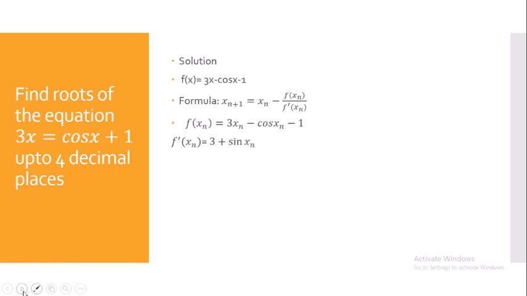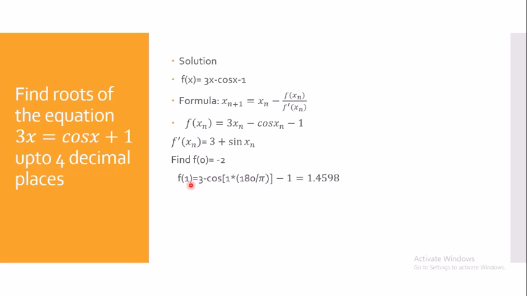So f'(xn) according to this problem is 3 + sin xn. Now what you have to do is find out what? Yes, to find out the initial root, you have to find out 2 points A and B. We should know where our root lies. For that I just gave the function 0 for x, I gave 0. So f(0) is −2.